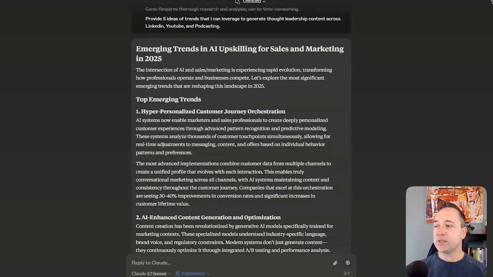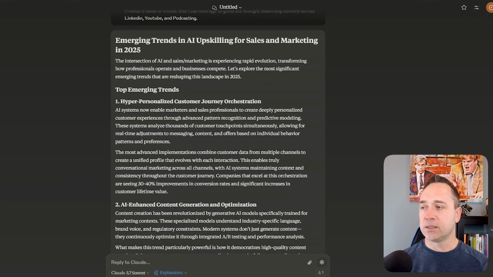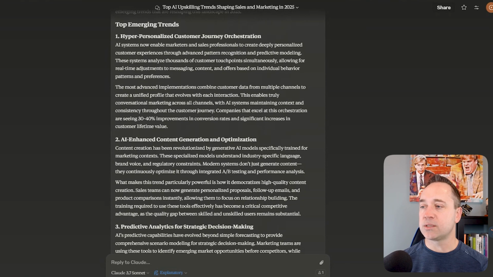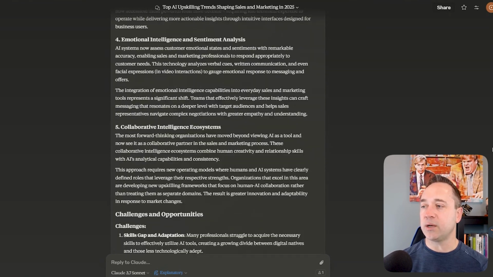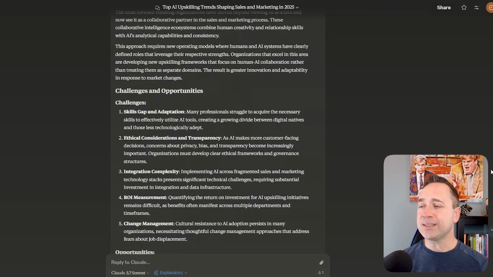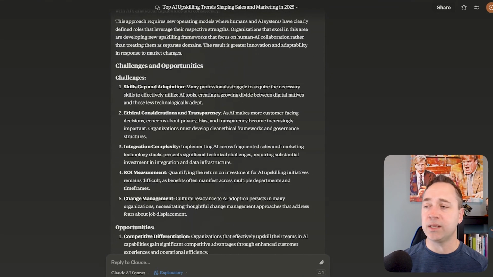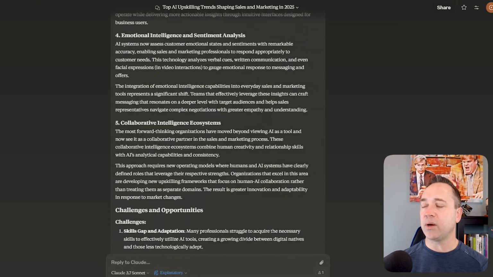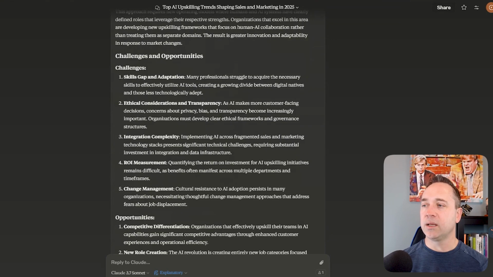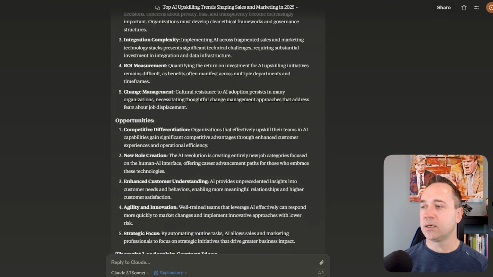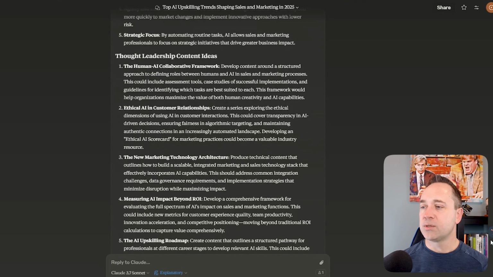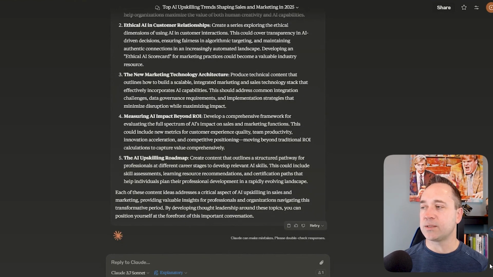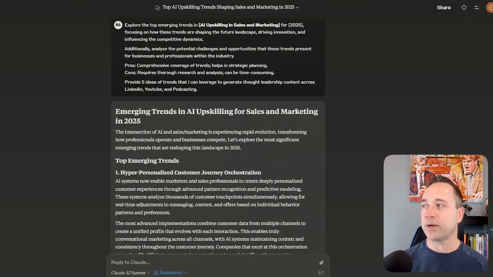So this is what came out on the Claude side. Top emerging trends: content generation, predictive analytics, emotional intelligence, sentiment, collaborative intelligence. So these are kind of broad in my opinion. I'm surprised it didn't have anything about AI agents in there. That's an upcoming area. Skill gap and adaptations, ROI measurement, opportunities, thought leadership. So I'm not really blown away by this in terms of the ideation based on trending, okay?